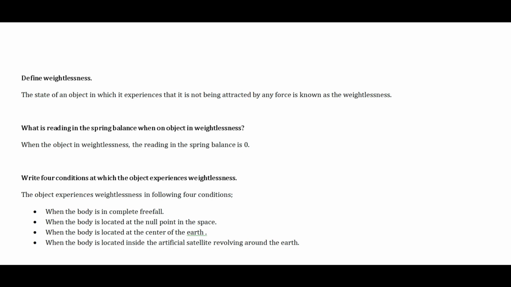That means we can find that point between the earth and the moon, and at that point there is neither the effect of the gravity of the moon nor the effect of the gravity of the earth. Such a point or location is called a null point. If any object is located at such a null point, then the object will experience weightlessness, because at that point there is no effect of gravity of any heavenly bodies.